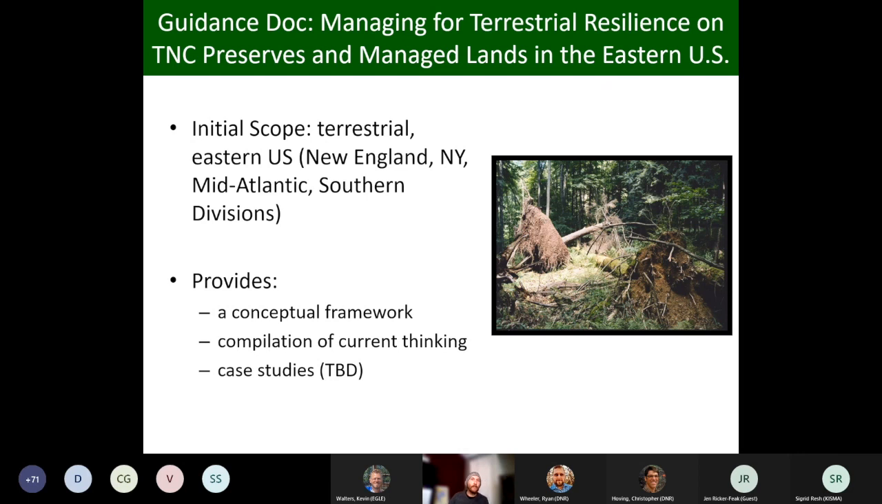The document that I'm teasing here that came out of this work, just know that the scope of it is really the Eastern US as it was developed. But there were other nationwide folks that weighed in. So I think it's applicable at scale. It's certainly applicable here in Michigan. And it really does provide a way of thinking about how to manage in the face of climate change.